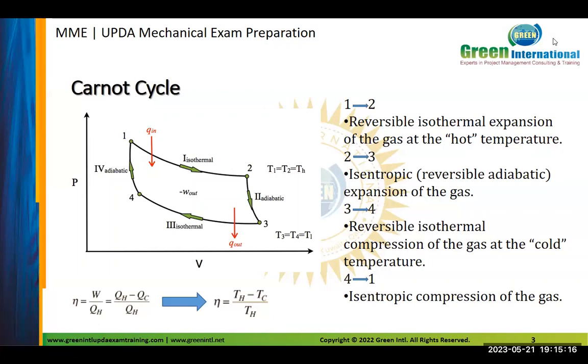Normally for almost all types of cycle we're going to study today, they work between two pressure lines, a high pressure line and a low pressure line. What we're going to see during the session, from one cycle to another, is what is referred to the high pressure line and what is referred to the low pressure line.